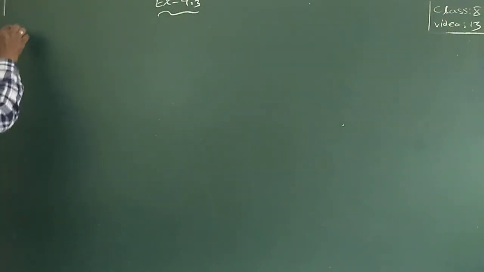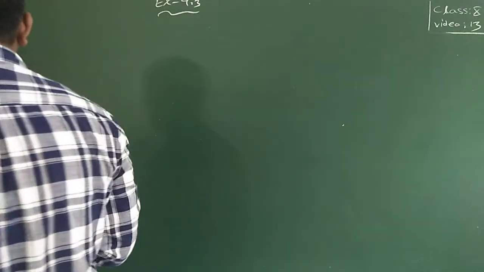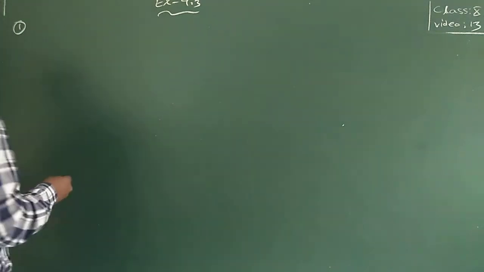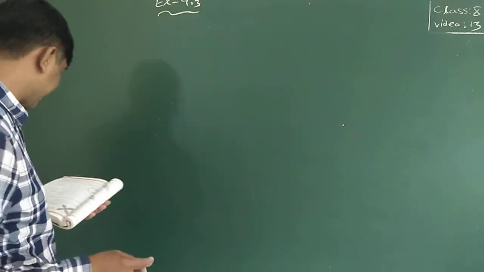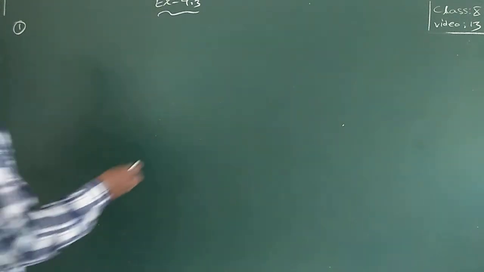Please listen carefully here. Okay, exercise 9.3, first problem. Textbook question only, so I am not writing the question here. A chord of a circle of radius 10 cm subtends a right angle at the center.